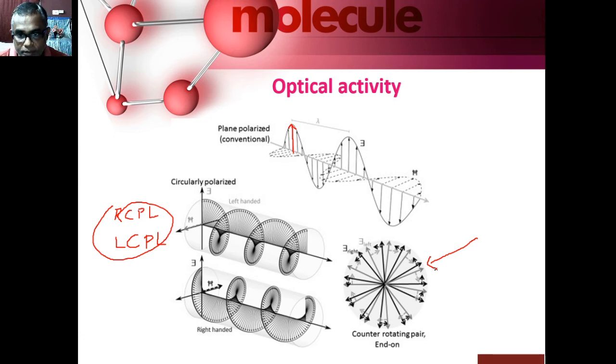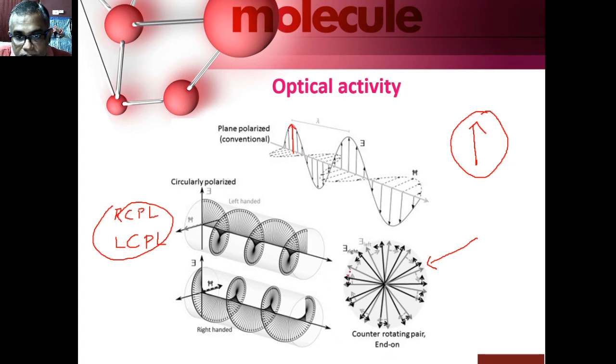When there is no change in the velocity of right circularly polarized light or left circularly polarized light, the net result is that there will not be any change in the direction of the outcoming light.